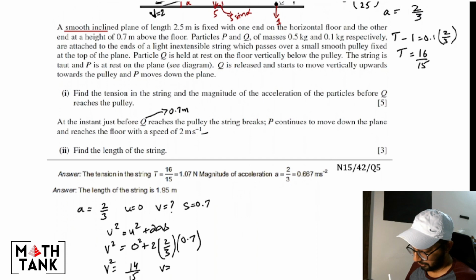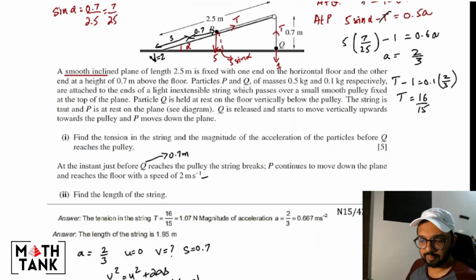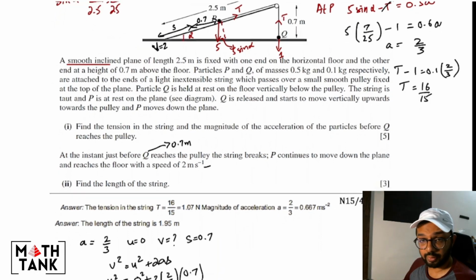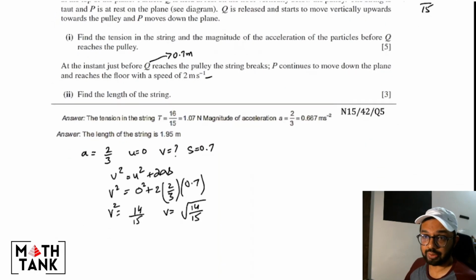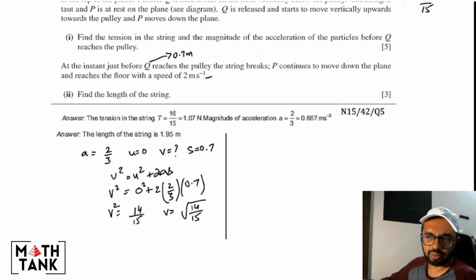So v is root of 14 over 15. Let's just write it like that so that we get an exact answer out of this. So when the string broke, the speed of p was root of 14 over 15 and it kept moving downwards. Now without the system, its acceleration would have changed. So without the system, there's no tension involved anymore.